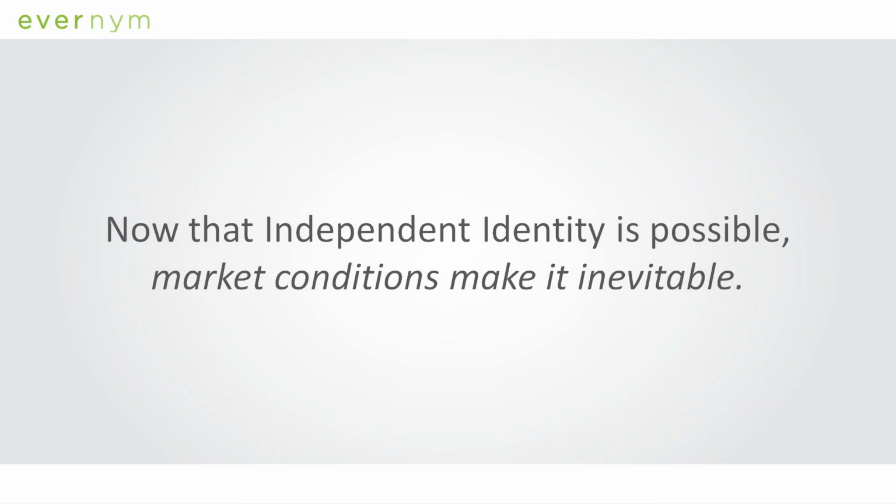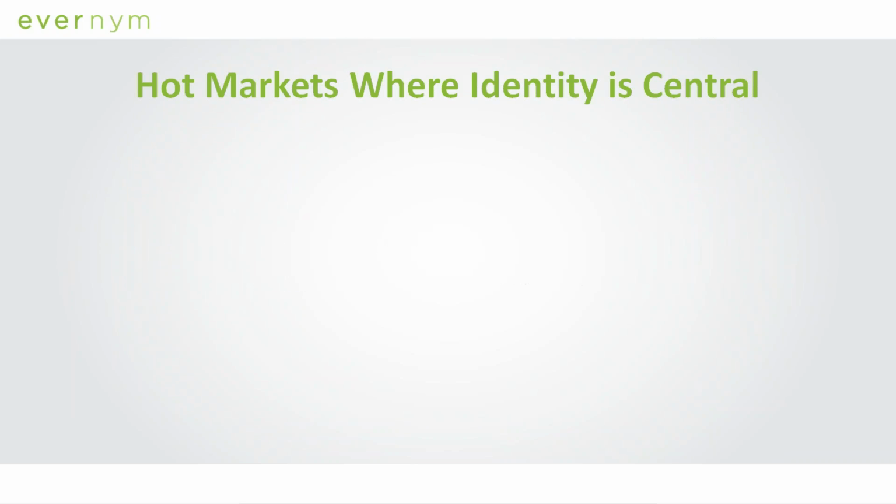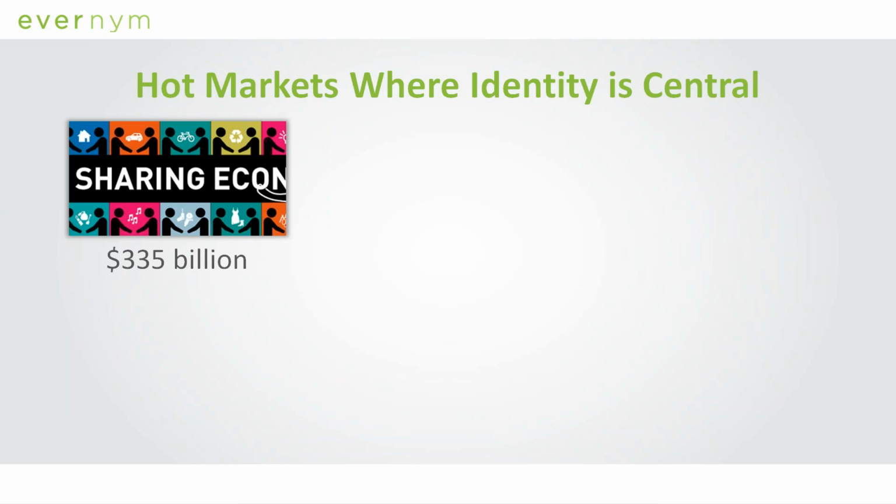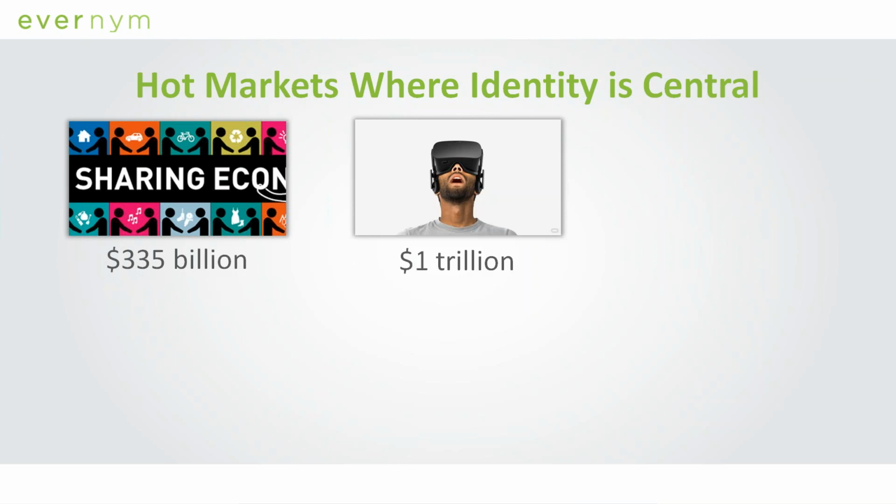Now that independent identity, and self-sovereign is a form of independent identity, is possible, market conditions make it absolutely inevitable. What kinds of market conditions? The sharing economy. Huge. This is Airbnb, this is Uber. These companies have proven that people want to buy and sell directly from one another. And today, they require a platform in the middle, whether it's Uber, Airbnb, or something like that, to enable the two to find each other. With self-sovereign identity, you don't need a platform in the middle. A platform at the edge, that's all you need. It's a little bit different.